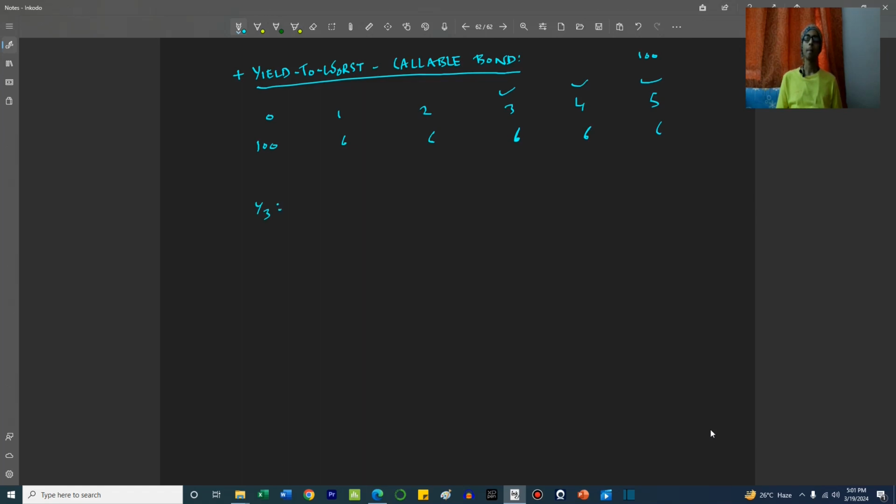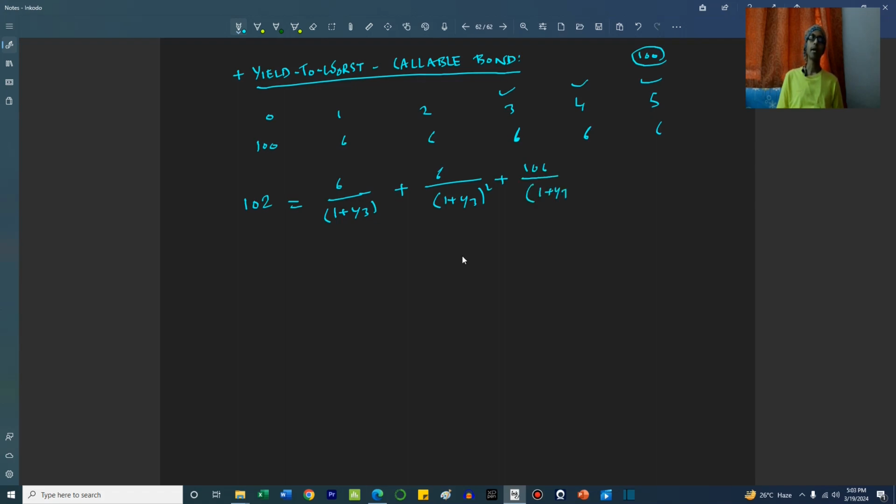Y3 is given by, now let's say the current price of the bond is 102. This is equal to 6 by 1 plus Y3, Y3 being the yield if the bond is called at t is equal to 3, plus 6 by 1 plus Y3 square, plus the callable price 100. So, this becomes 106 by 1 plus Y3 whole cube, right. So, from this we can find out what Y3 is.